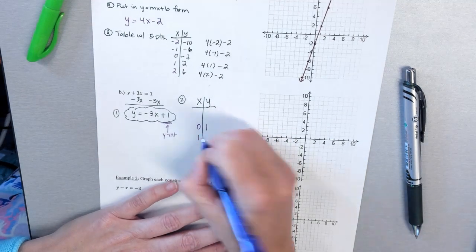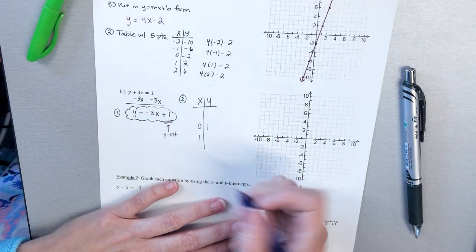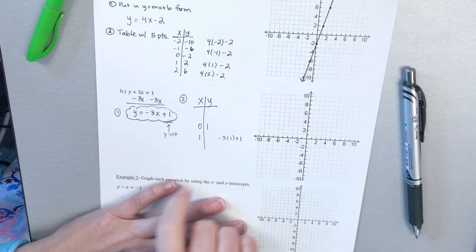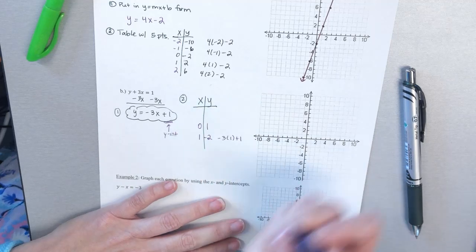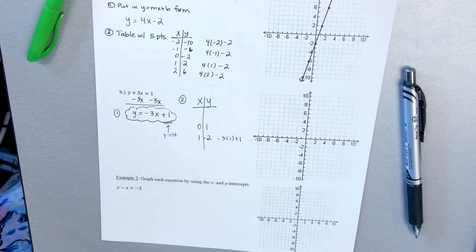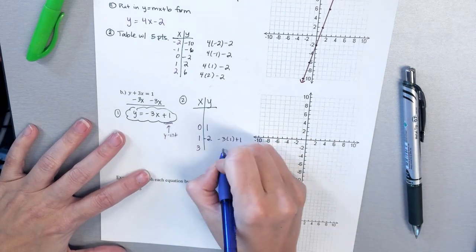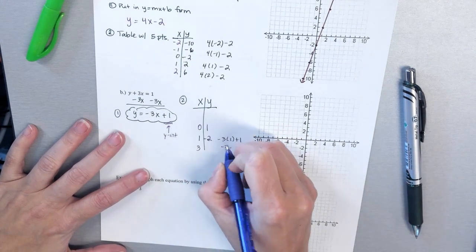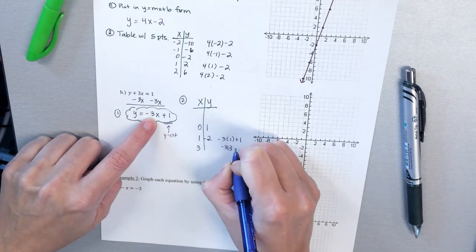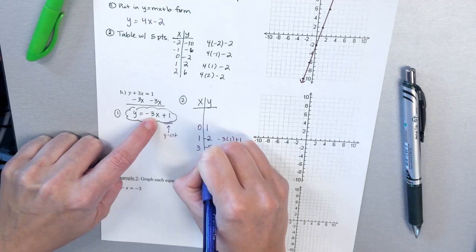Okay, and then maybe we want to see what happens when we plug in 1. Again, this is what I'm doing in my head. I'm multiplying and then adding 1. Okay, and if I want to span the grid, I don't have to do 0, 1, 2 every time. Maybe I want to jump to 3. That's fine. So I do -3 times 3 plus 1. That will give me -8.